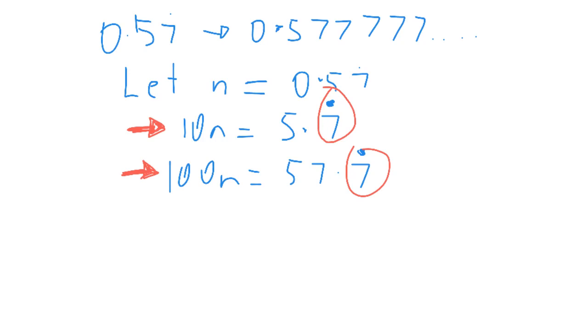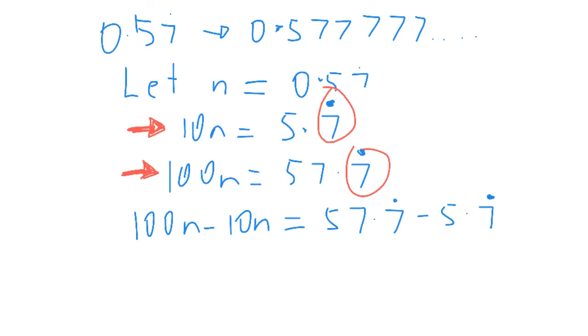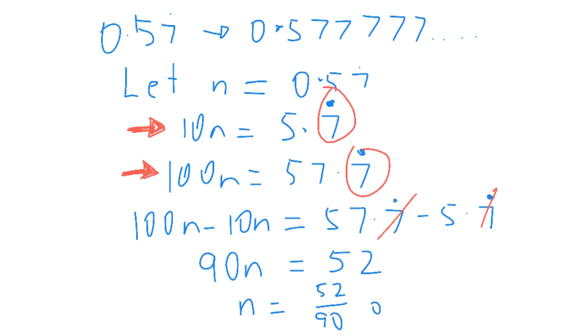So I'm going to take away 10n from 100n. So I'll have 100n minus 10n. If you've got 100x minus 10x, absolutely fine. That is equal to 57.7 recurring minus 5.7 recurring. So 100 minus 10 is 90n. And that's equal to, now what happens here, these recurring parts are gone, and I've just got 57 minus 5, which is 52. And I divide by 90, and what that simplifies down to is 52 over 90, or 26 over 45.